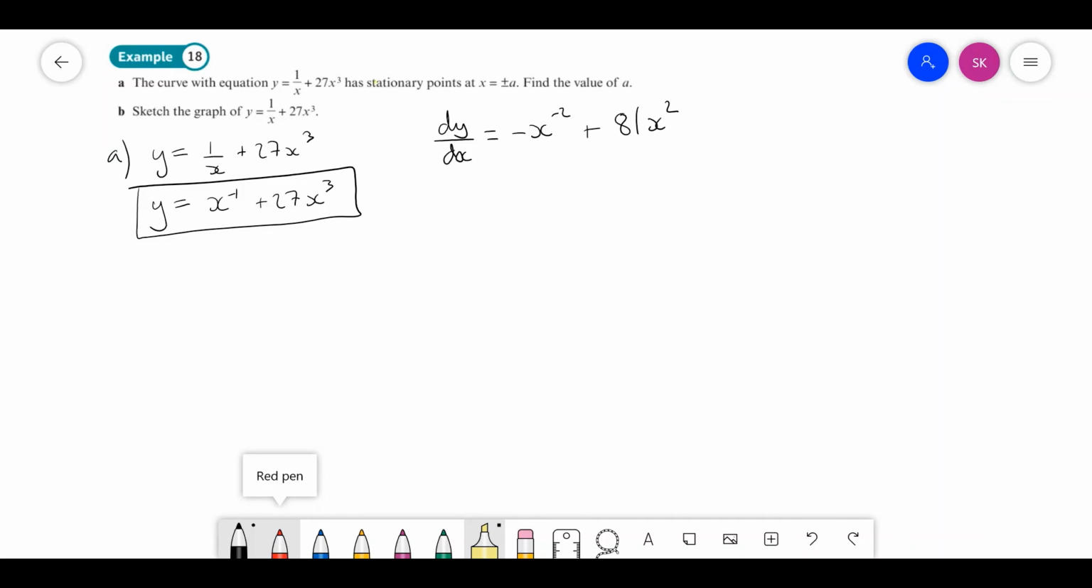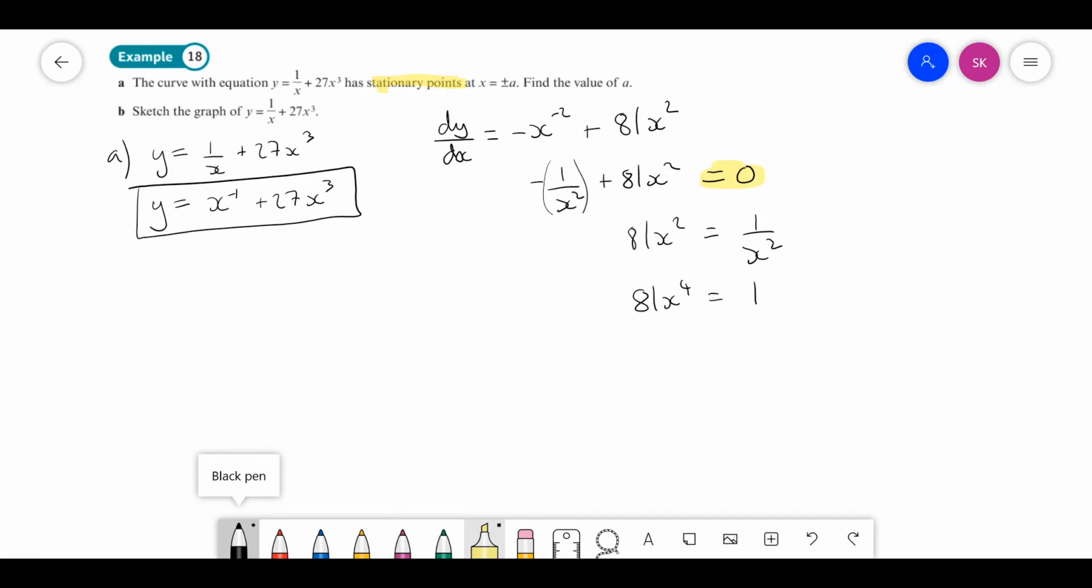Now a stationary point, that is when the gradient is equal to 0. So what I'm saying is 1 over x squared, that remember is the same as this. These two things are equal. Plus 81x squared, we're saying that is equal to 0 because it's a stationary point where the gradient is 0. I'm now going to solve this, so I'm going to add 1 over x squared to both sides. And I'm going to multiply both sides by x squared. Divide both sides by 81.